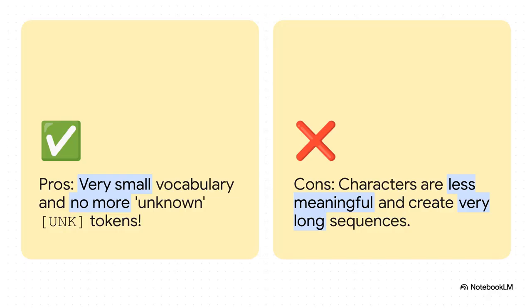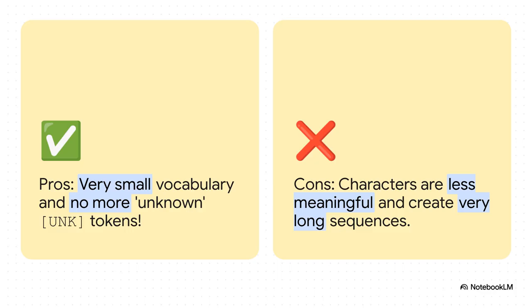And look, the pros here are pretty great. Our vocabulary is suddenly tiny, just the alphabet and a few symbols. And poof, no more unknown tokens because you can build any word out of characters. But we've just traded one set of problems for another. A single letter, like L, carries way less meaning by itself than the word "let's." And look how long that sequence gets. Now we're asking the AI to process this super long string of tiny, less meaningful pieces.